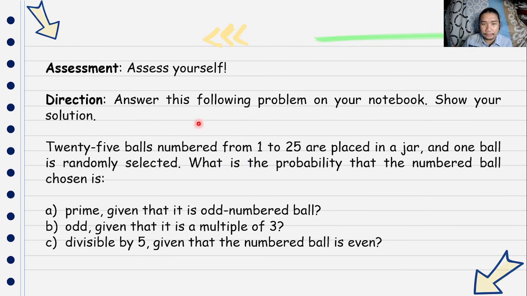So ayan, for your assessment, answer this problem. And once you solve it, send it to me in Messenger, and I will check that.